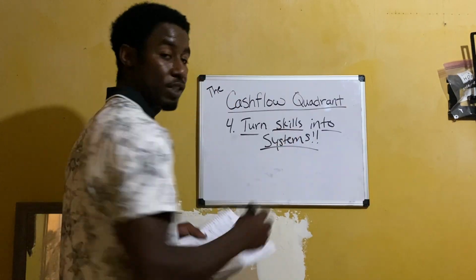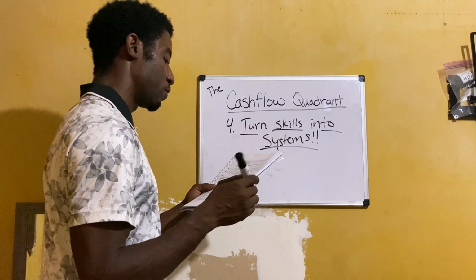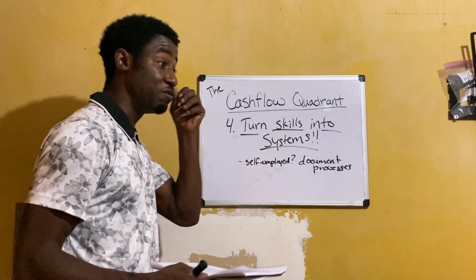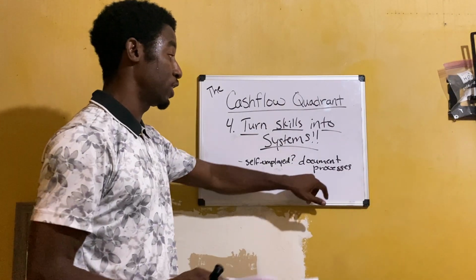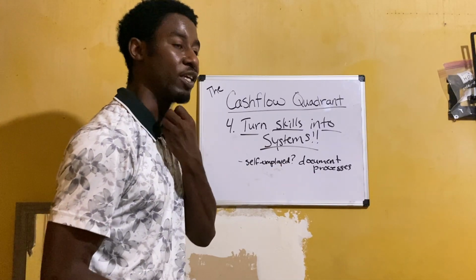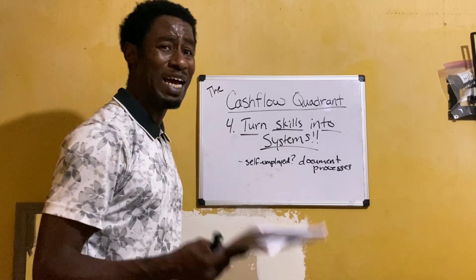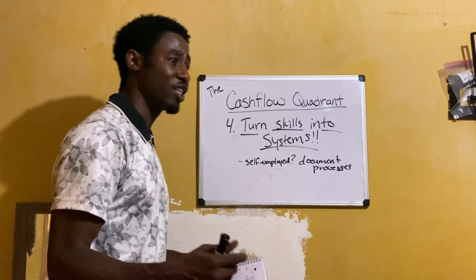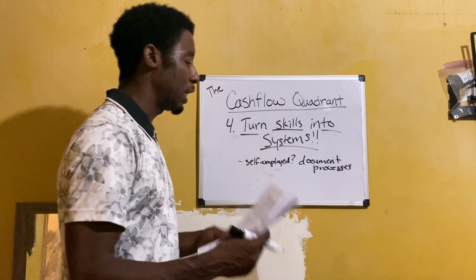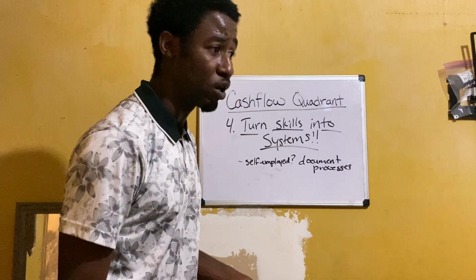Turn your skills into systems, y'all. All right? Whatever you know how to do, turn it into a system. If you're self-employed, document your processes. For this channel, I've documented my processes on how to make stuff on Canva. I've documented my process on making a Calendly account and how to schedule and book lessons. I've documented the processes on how to use certain apps for training clients. I've documented my process on how to make PDFs and how to make QR codes.